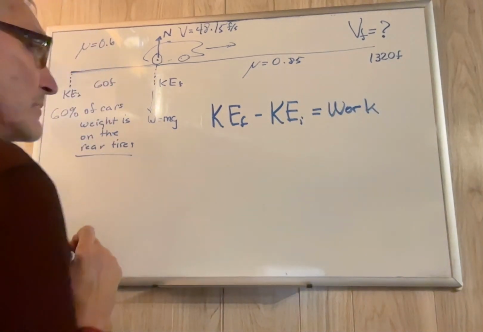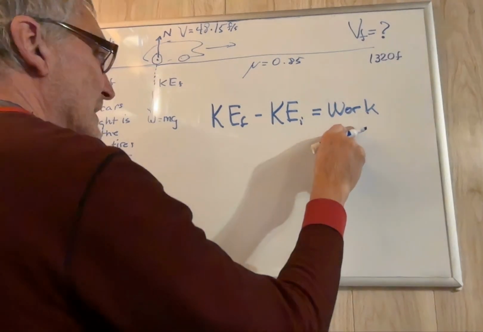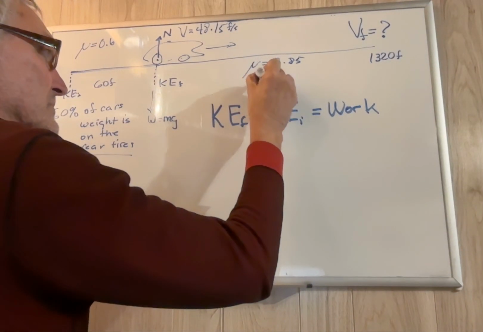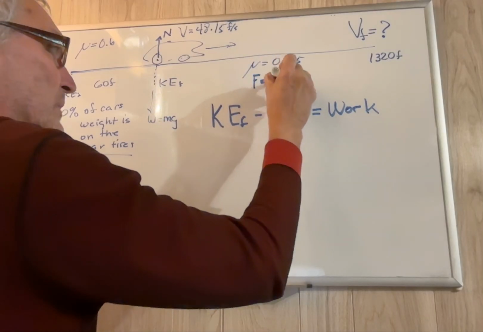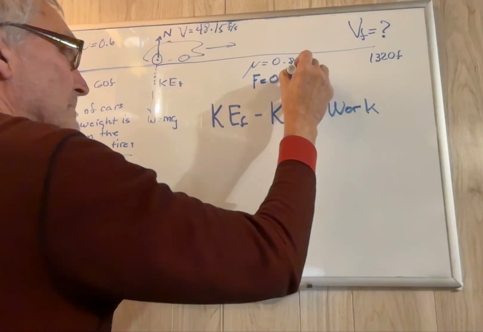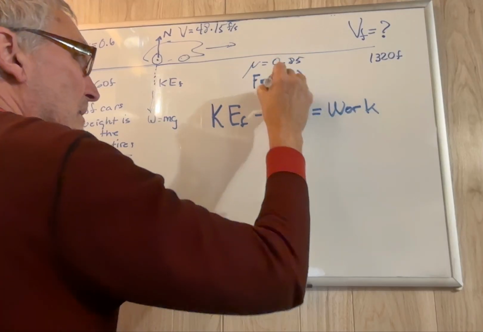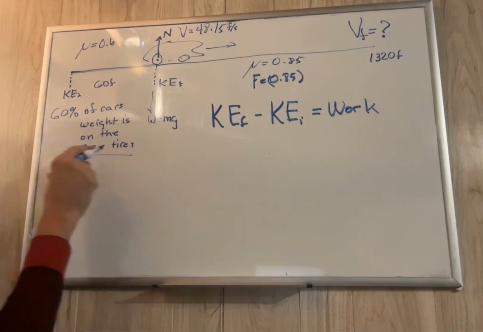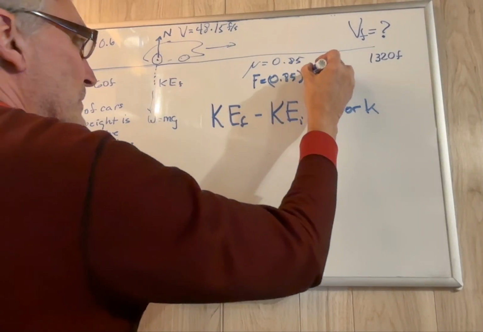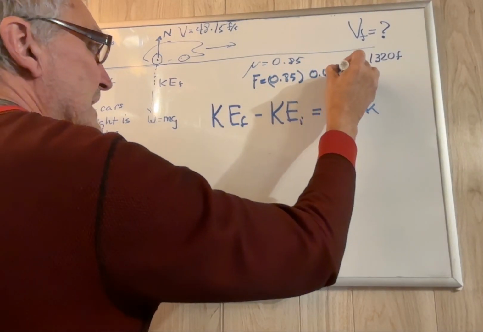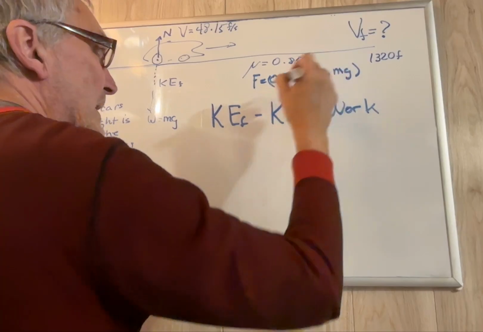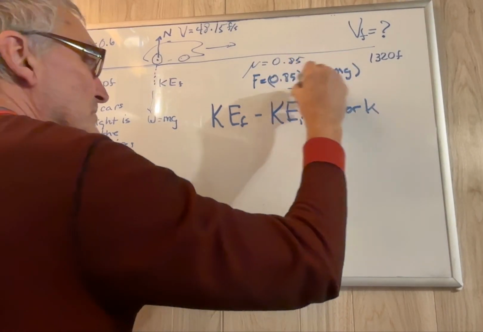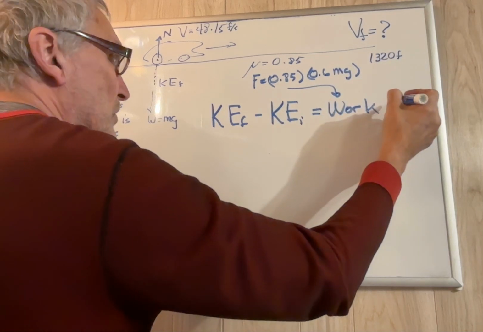All right. Again, we're going to play the same game. Work is force times distance. And our force here, in this case, is going to be equal to mu, which is 0.85, times our normal force. But don't forget, 60% of the car's weight is on the rear tires. So we're going to have to multiply that 0.6 times mg. So here's the weight. Our mu times our normal force is going to be our force that goes over here in work. And don't forget, we have to multiply it by the distance.